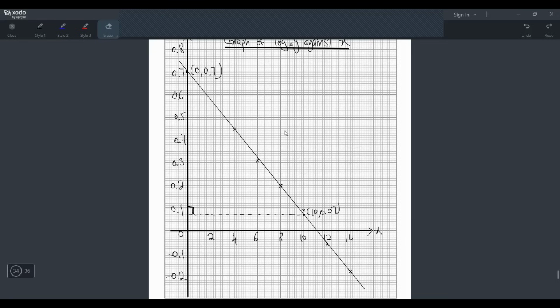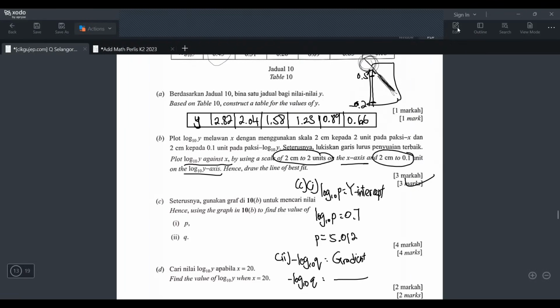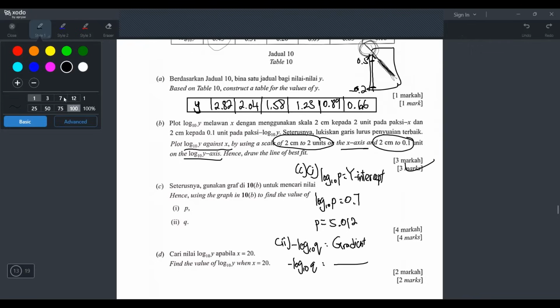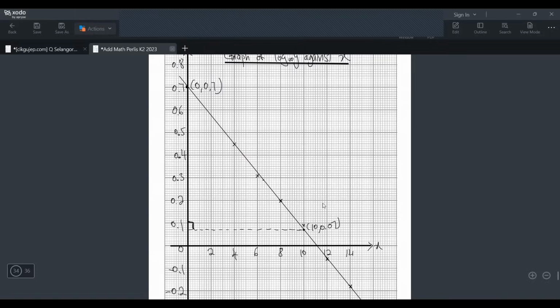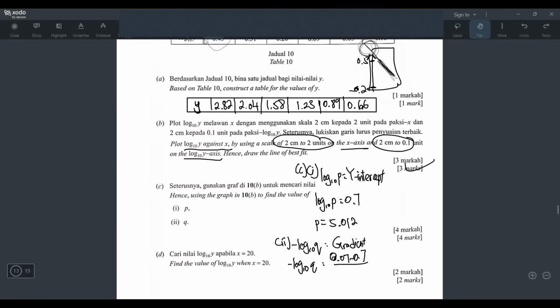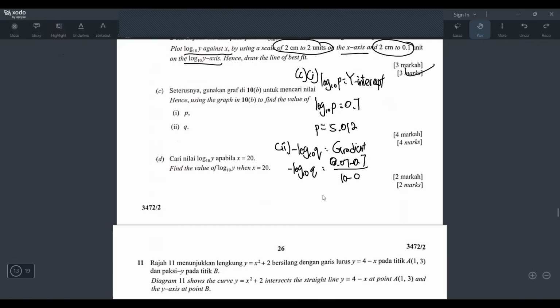So y minus y divide x minus x. So 0.07 minus 0.7. And then what is the difference in x? The difference in x is 10 minus 0. So you will just write 10 minus 0. Okay, what is 0.07 minus 0.7? Use calculator. Negative 0.63. When you divide by 10, you get 0.063.